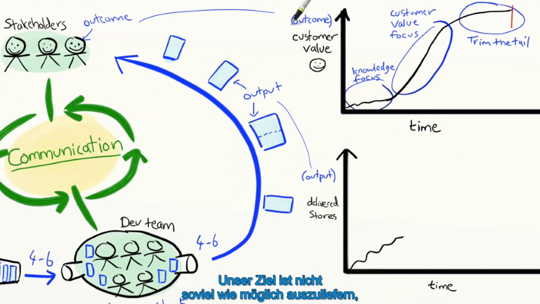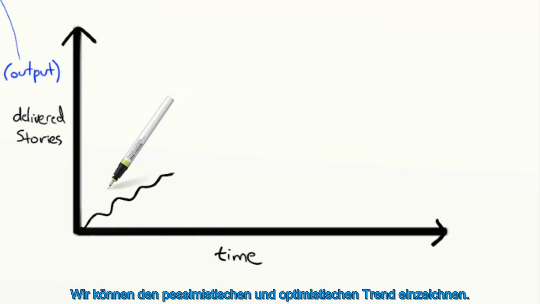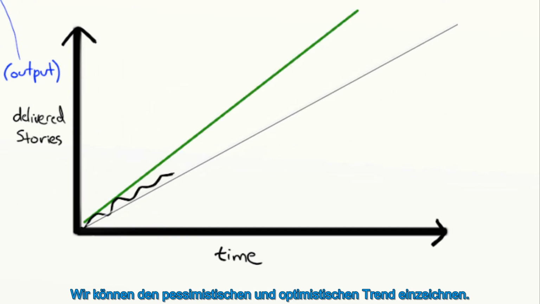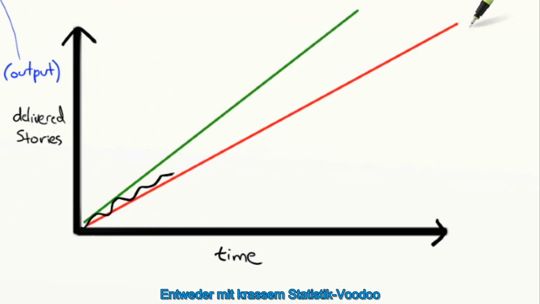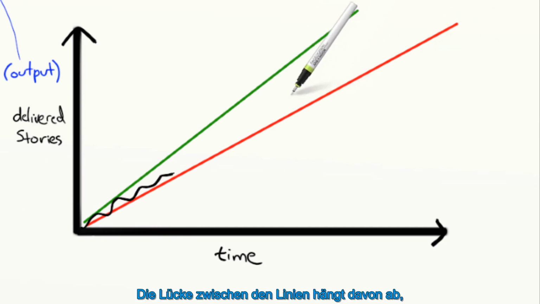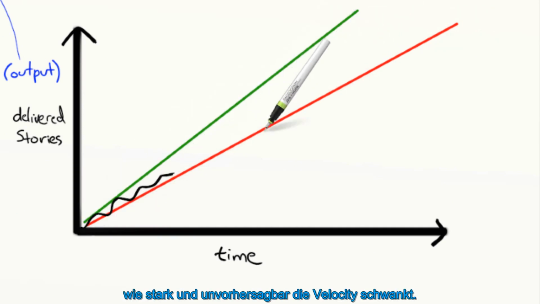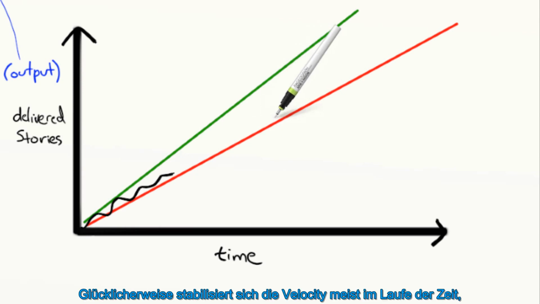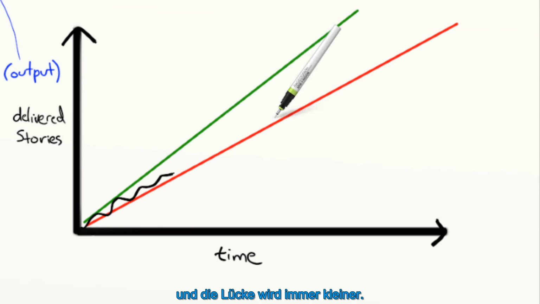Our goal is not to produce as much output as possible. Our goal is to reach the desired outcome. Happy stakeholders. Using the least possible output. Less is more. Now look at the burn-up chart, and you can draw an optimistic and pessimistic trend line. You can do it using fancy statistics voodoo, or you can just draw it visually. And the gap between these lines is of course related to how wavy and unpredictable your velocity is. Luckily that tends to stabilize over time, so our cone of uncertainty should get tighter and tighter.